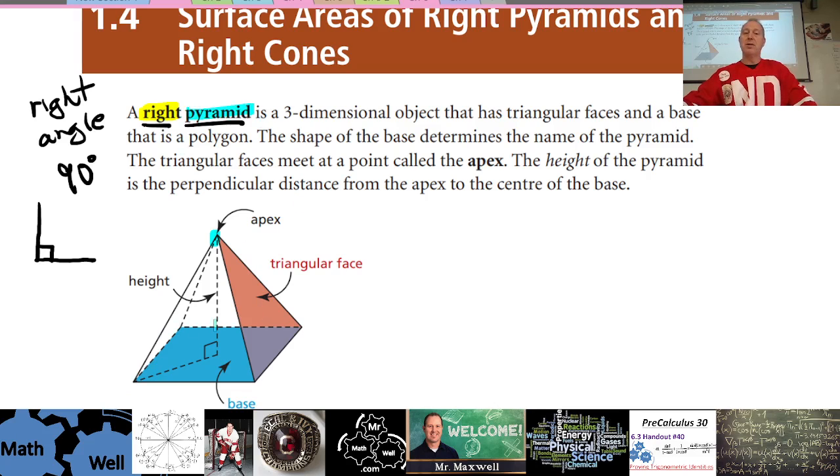Now the base could be different shapes, which we'll talk about a little bit later, but a pyramid, this one looks like a square base. So the very top part is called the apex. And if you want to write this diagram into your notes, that's a good idea.